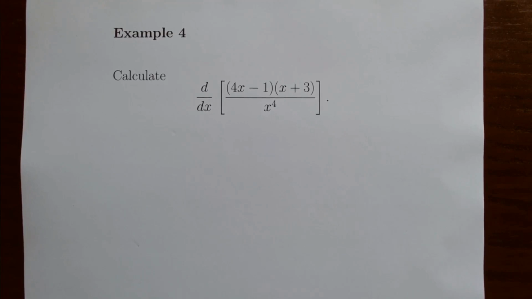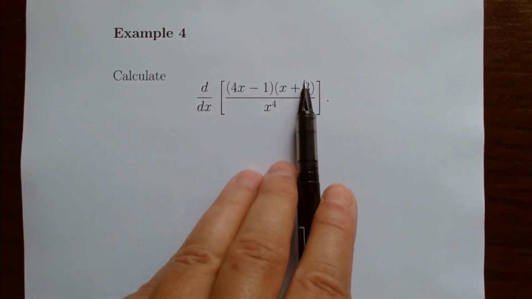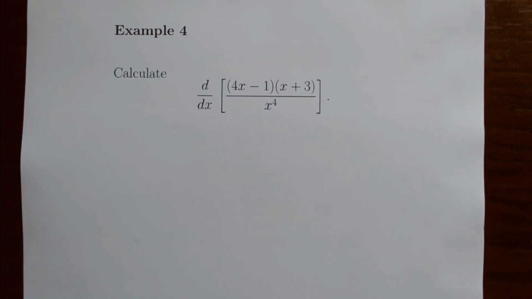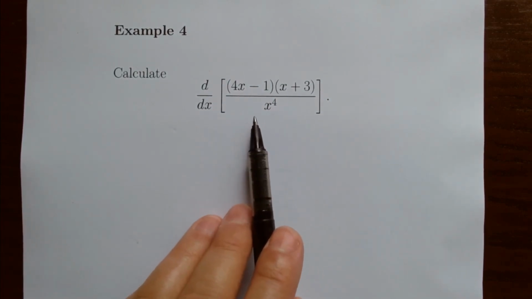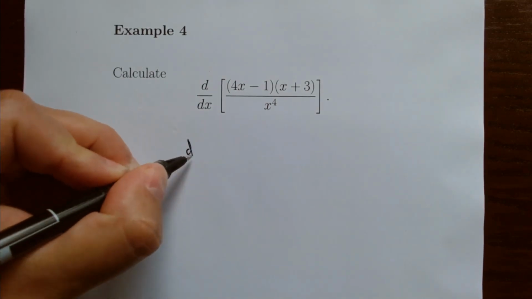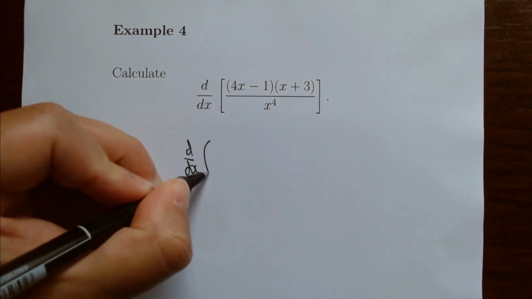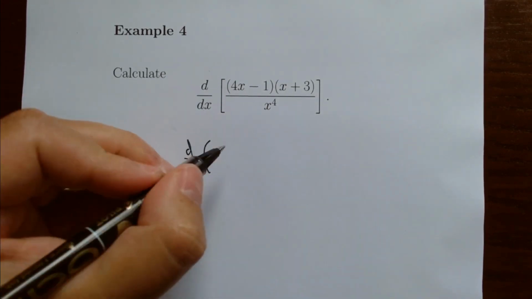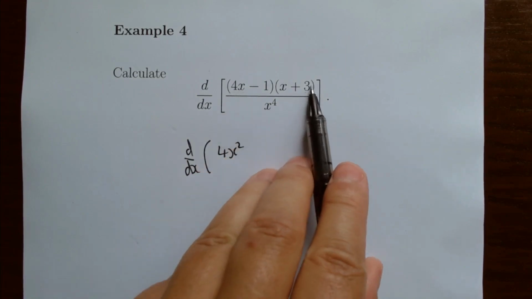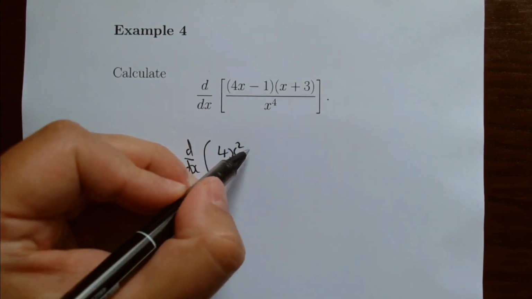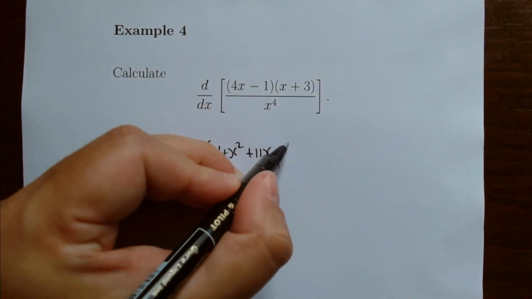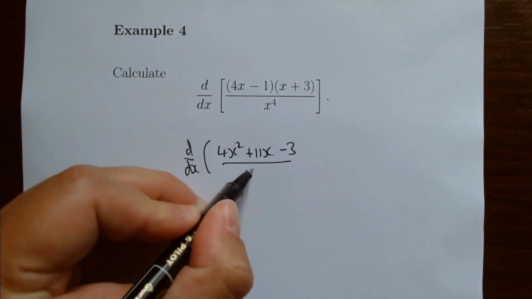Okay, example number 4, we need to differentiate this fractional polynomial, and we begin first by expanding the numerator. So that's a 4x squared. That's plus 12x minus x. It's plus 11x, and that's minus 3. And that's all over x to the 4.